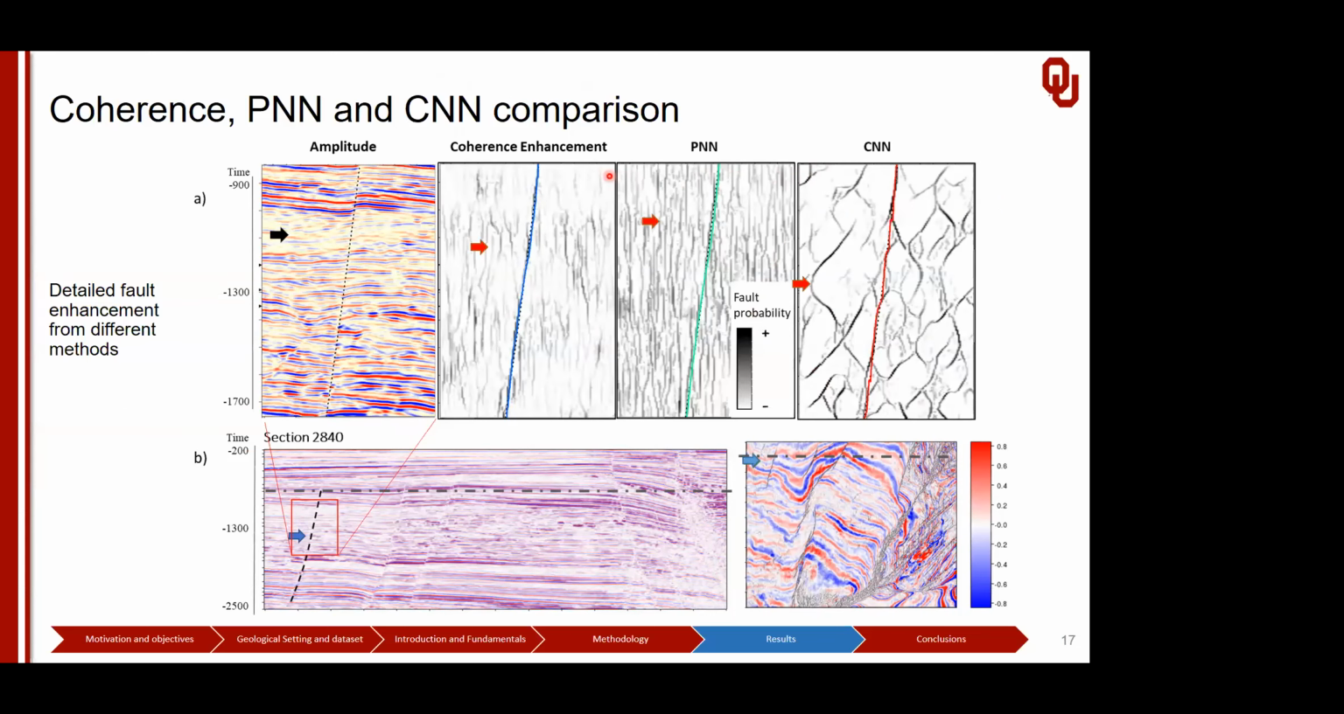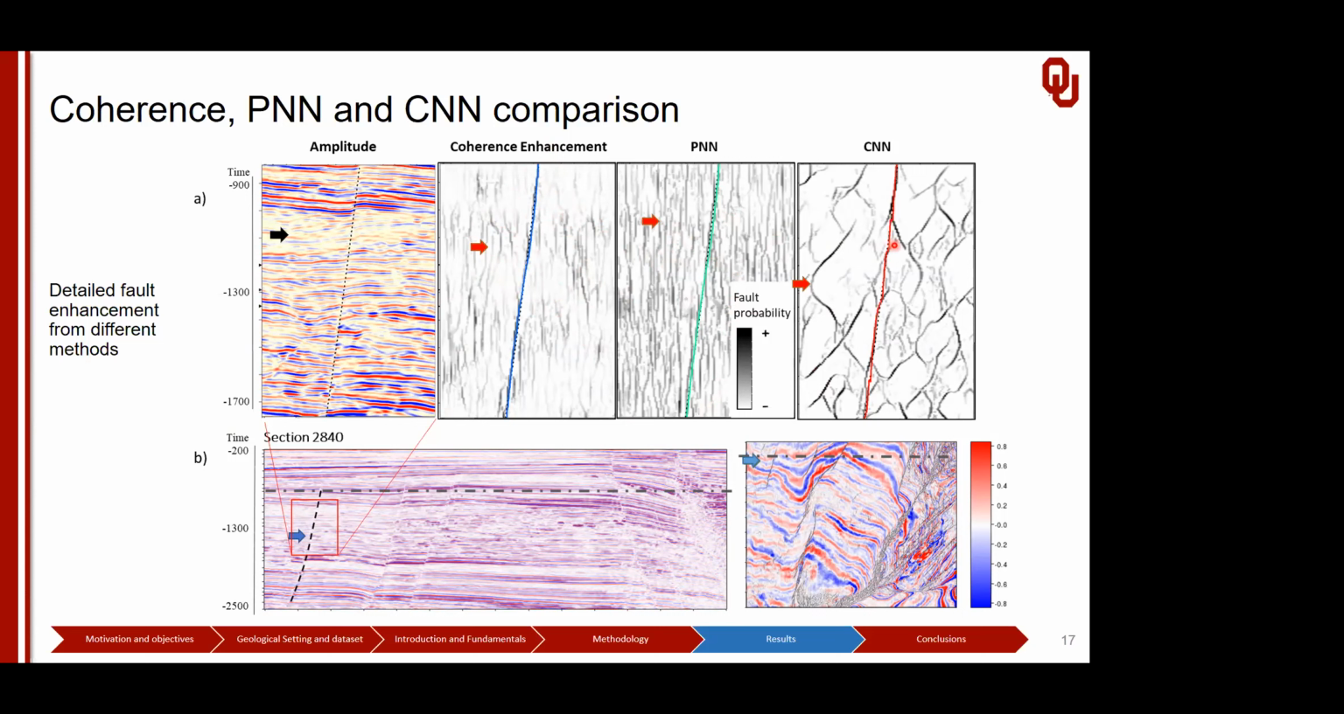This slide shows a detailed view in a cross section of the three classification results. The detail area in the section shows plenty of chaotic reflectors, and the fault is mapped in this detailed section. The coherent enhancement classification shows noise and salt and pepper texture in this area. But if we move to the PNN, it shows heavy noise and artifacts and unrealistic faulting compared to the coherent enhancement.